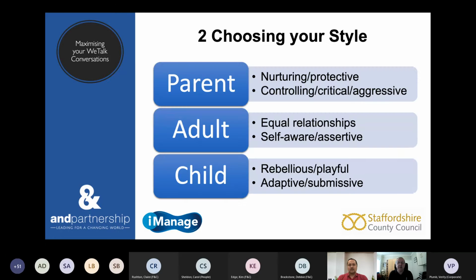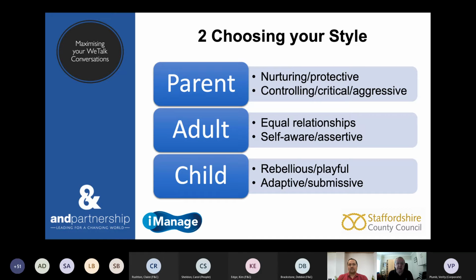Now, the next bit is number 2, choosing your style. Some of you might have seen this before, so it might be a refresher, but we'll give you a quick look at some of the things you need to think about when you're choosing the style that you work with. This concept of parent, adult, child, these are particular ego states that we can choose to take on board. They come from a lot of places. It can sometimes come from our history, our past, or from how we've been managed in the past. A parent style tends to be nurturing or protective, or it can be controlling, critical, or aggressive, depending on how it's played out.